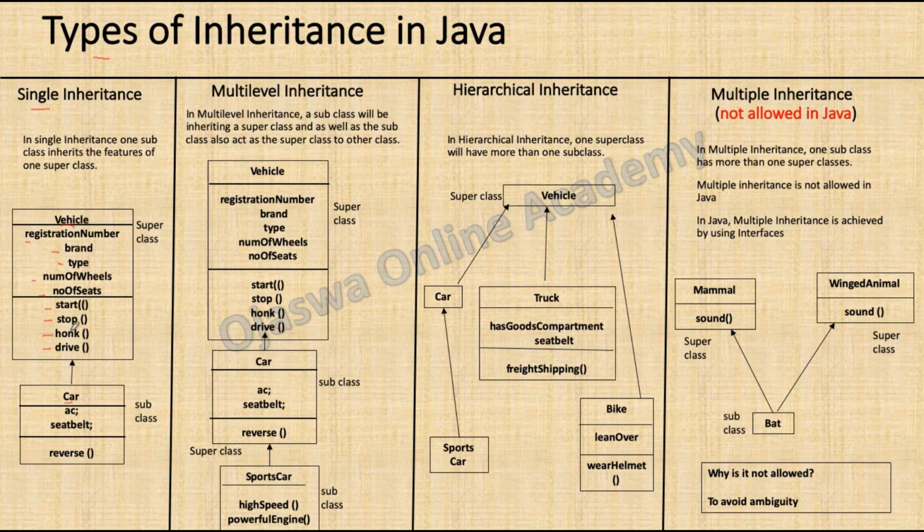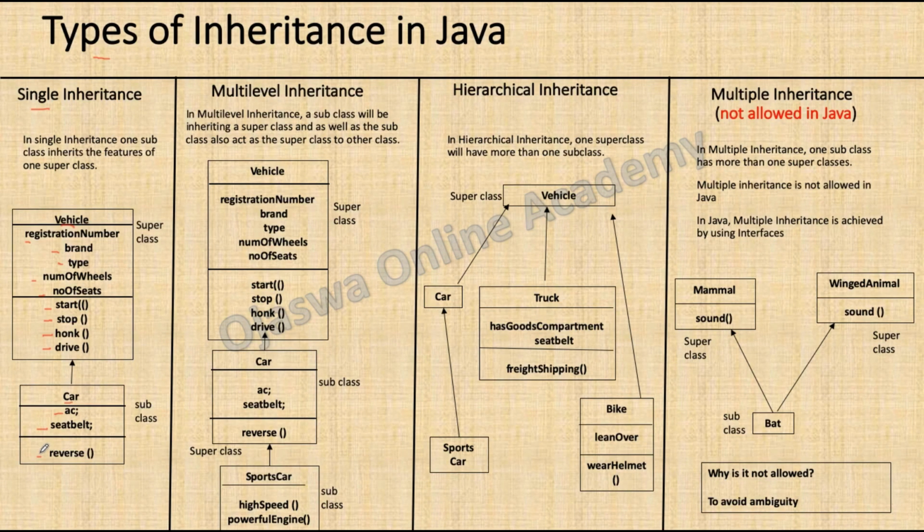You don't have to repeat all these features again in the car class. When you say car extends vehicle, it will inherit all these features automatically. Car also has its own unique features, like air condition, seat belt, and reverse gear. See, not all vehicles can have reverse gear. Bike is also a vehicle, but not all bikes have a reverse gear. Bike does not have AC or seat belt.